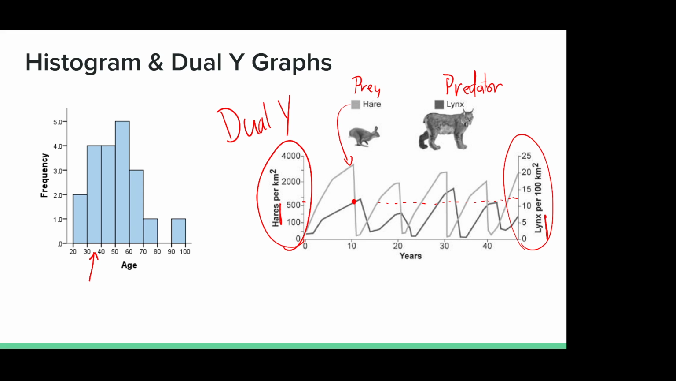But if it's on the dark graph, we'd have to go over in that direction, and I can't draw very well, and we'd have something in the neighborhood of the same height that would correspond to a lynx density of roughly 12. So 500 for the hare, but 12 for the lynx.